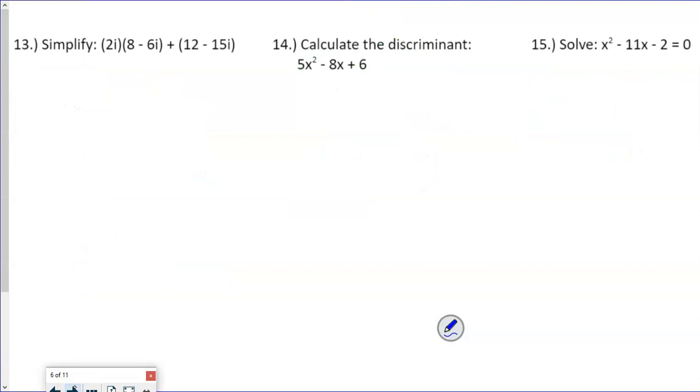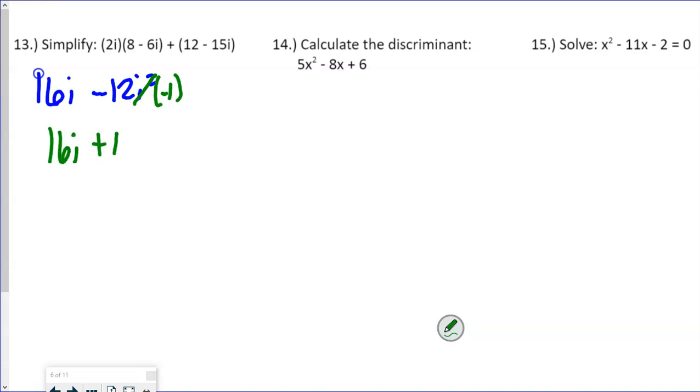So number 13. Now, this one, we're actually going to multiply that 2i times the 8 minus 6i, and then we're going to combine it with the next term. So I'm going to do that first. So that's going to be 16i minus 12i squared. Now, what do y'all notice about that i squared? Yeah, we're going to go ahead and change that to a negative 1. And so I'm going to keep simplifying this. 16i plus 12, right? Now, we've got this term plus 12 minus 15i, okay?